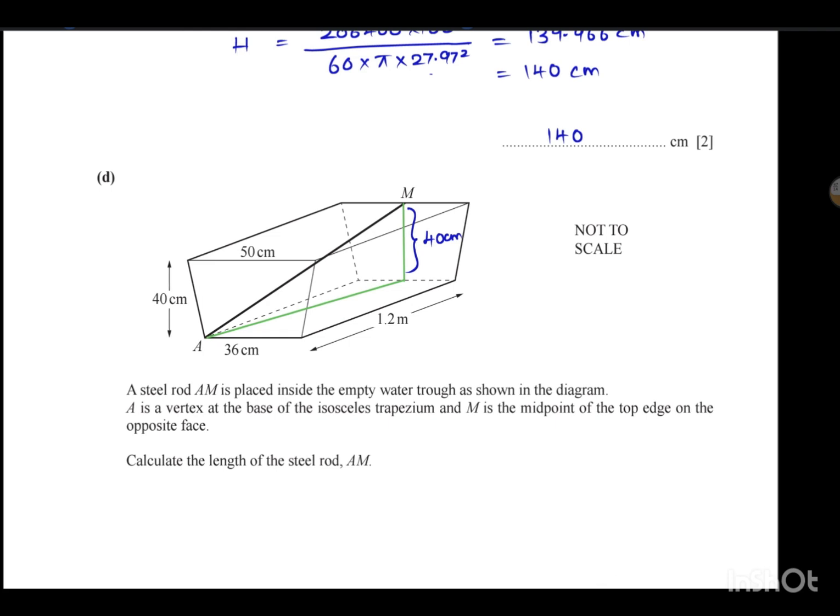And we don't know this length, from the midpoint of the bottom edge to this point A. How can we find it out? To find it, we have to make use of this triangle, which is again a right triangle.